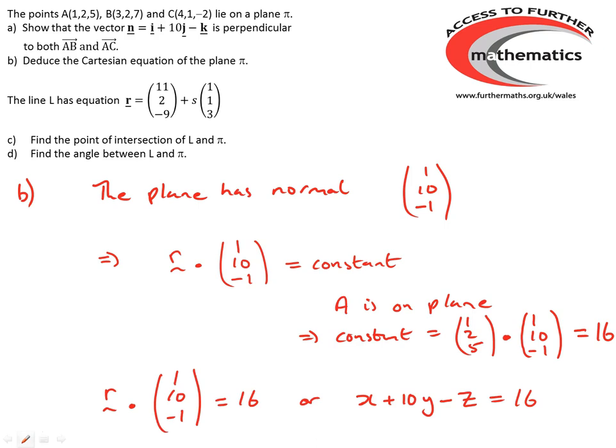And remembering that r is simply the position vector of a general point, in other words the position vector of the point (x, y, z), we've got (x, y, z) dot (1, 10, -1) equals 16, or x plus 10y minus z equals 16.